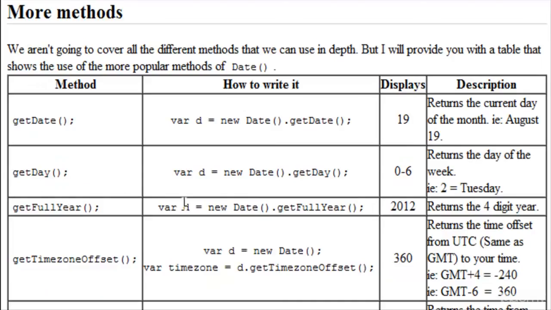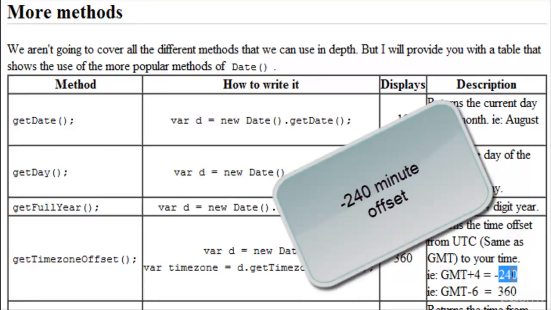Then we have getFullYear. Variable d is equal to new Date, and every date method starts with this. So to get this, we just write new Date().getFullYear(). Remember, case sensitive, returns the 4-digit year. Example, 2012, 2013, 2014, 2015. Next we have getTimezoneOffset. This will return the offset from the UTC, which is same as GMT, to your time. For example, GMT minus 6 is equal to 360. GMT plus 4 is equal to minus 240.